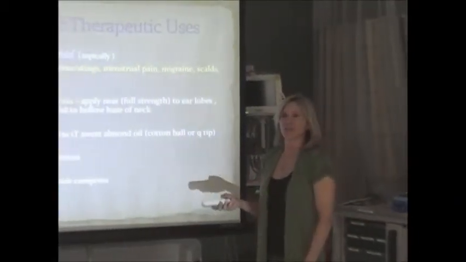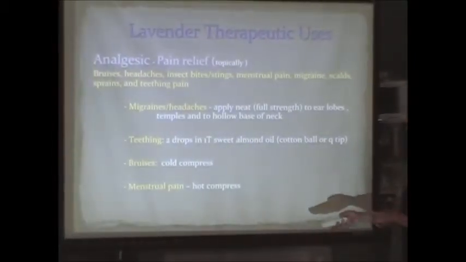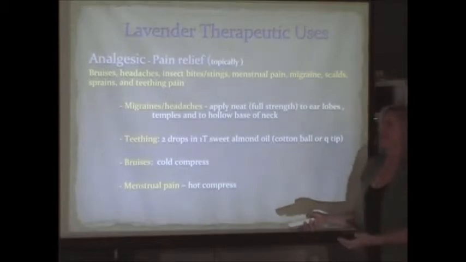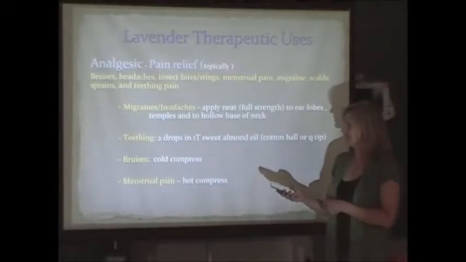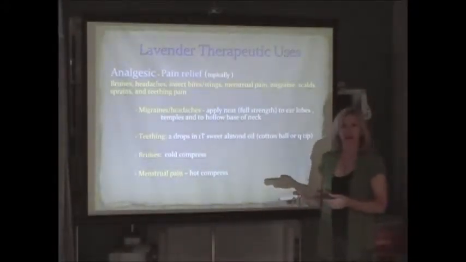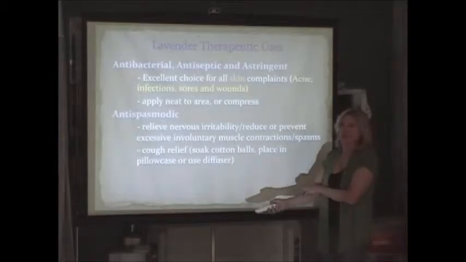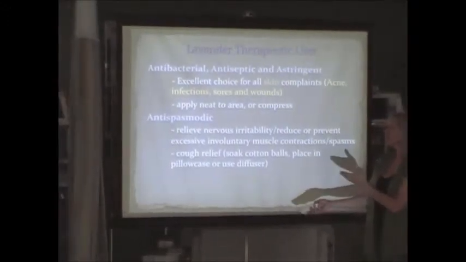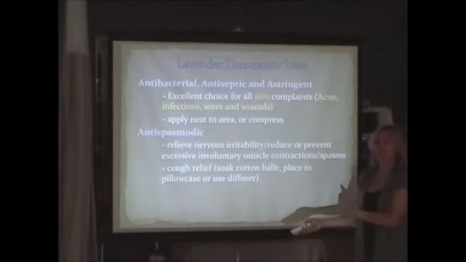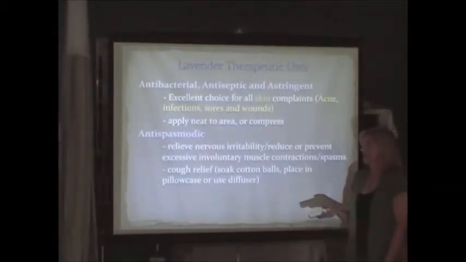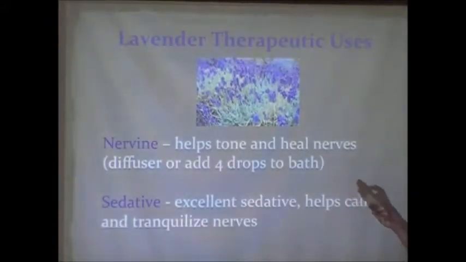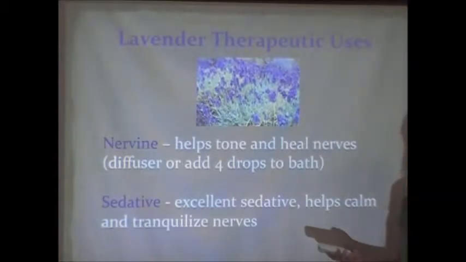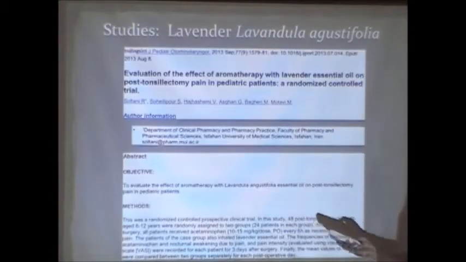So lavender has multiple uses: analgesic topically for insect bites, wounds, migraine headaches, and teething. When you start seeing bruises, or for menstrual pain, you can do a hot compress. It's antibacterial, antiseptic, and astringent, so it's great for a lot of skin complaints, and it's an antispasmodic also. Good for coughs. It's a nervine, so it helps tone and heal nerves, and it's also an excellent sedative. That's what a lot of people use lavender for, but it has multiple uses.